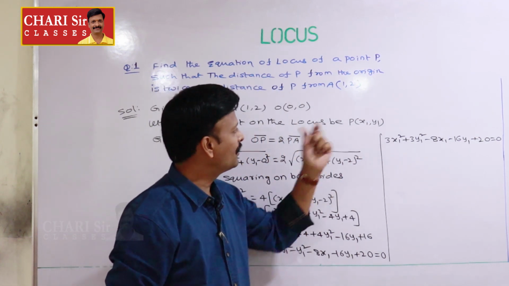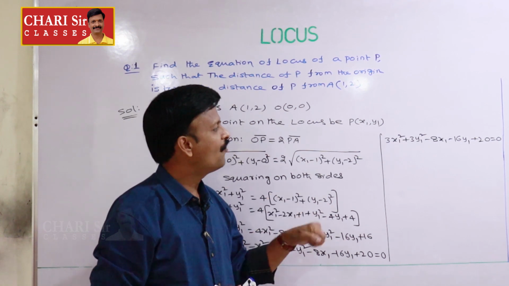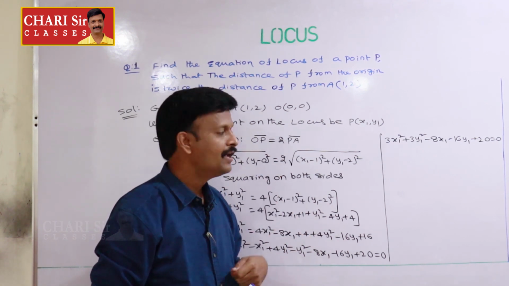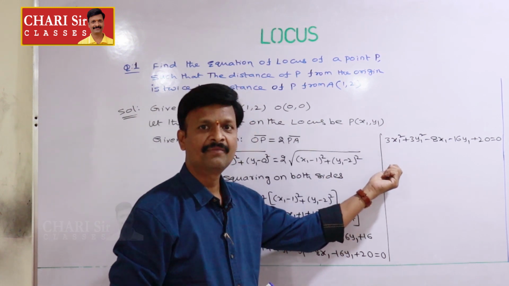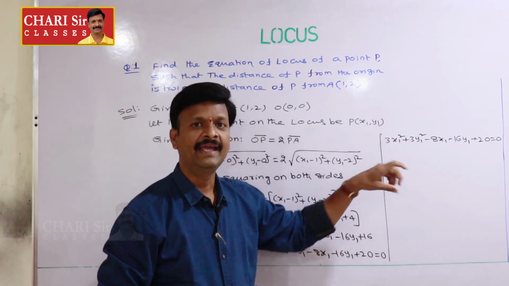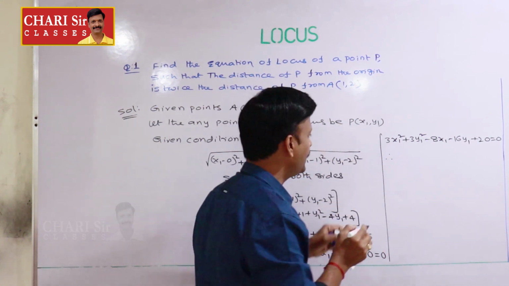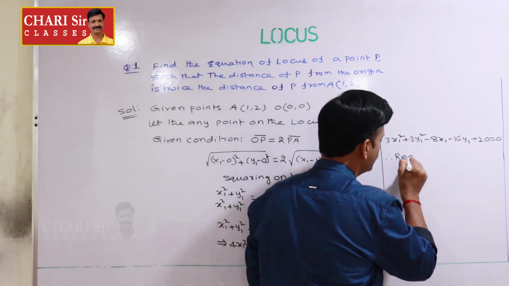We consider one particular point P(x1, y1). Now we need to generalize this equation, which means we need to remove x1 and y1. We need to replace x1 and y1 with x and y. So here you need to write, this is a very important step, that is the required equation to the locus of P(x1, y1).